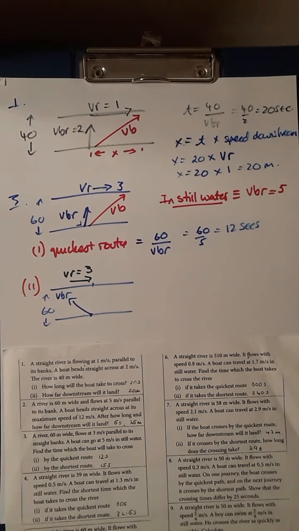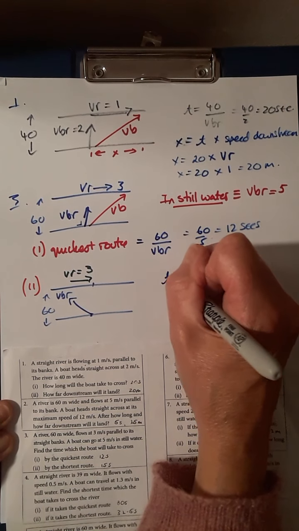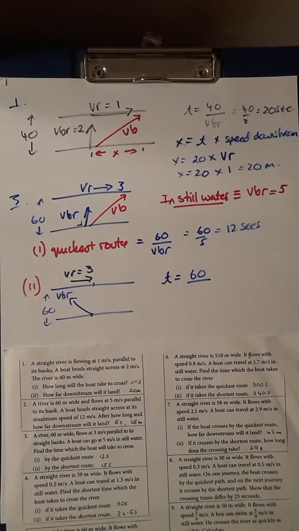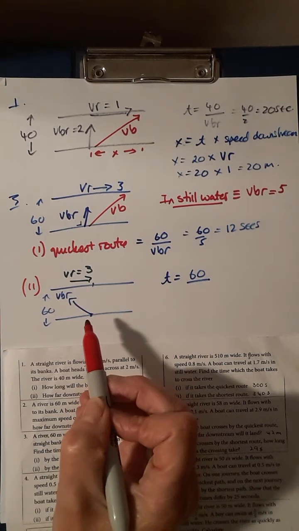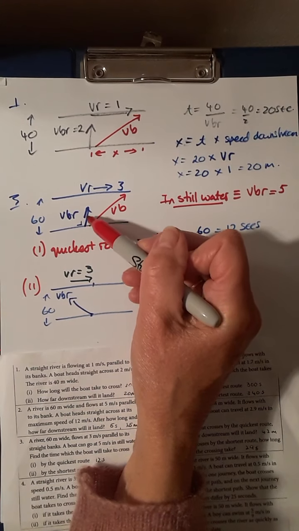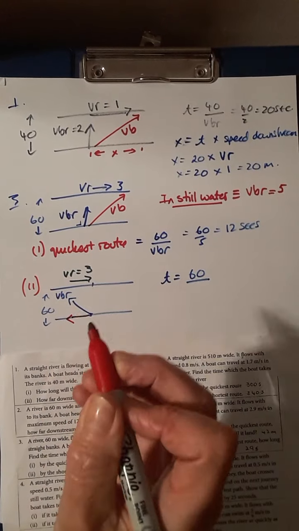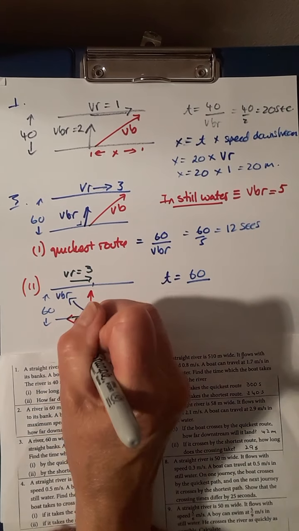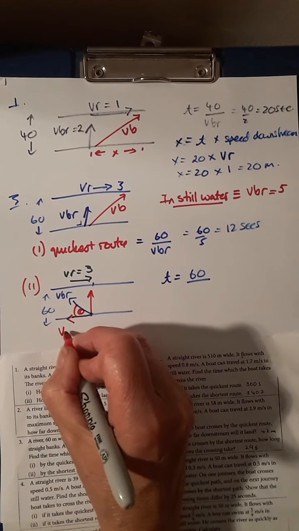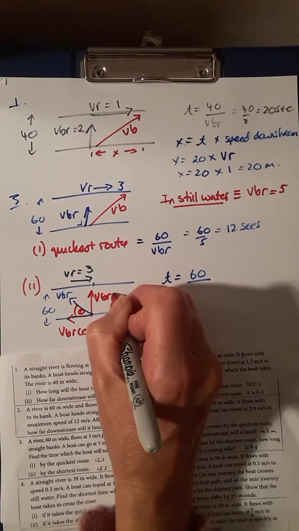Okay, so by the shortest route, what's the crossing time? The time is equal to 60 over. Now, I have to do a bit of work. The VBR is going to be made up of two components. Remember, it only had a J component in the quickest route, but this time I'm going to break it into its two components. That's the angle it makes to the bank, theta. This one is VBR cos theta, and this one, of course, is VBR sine theta.